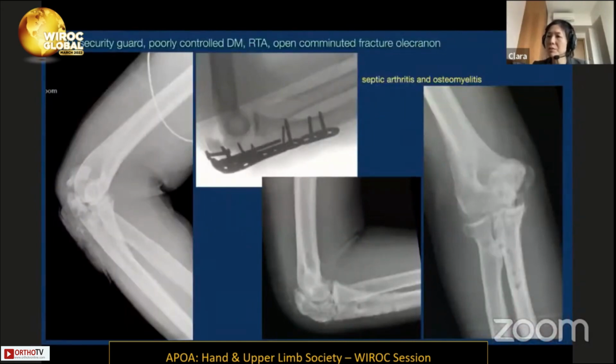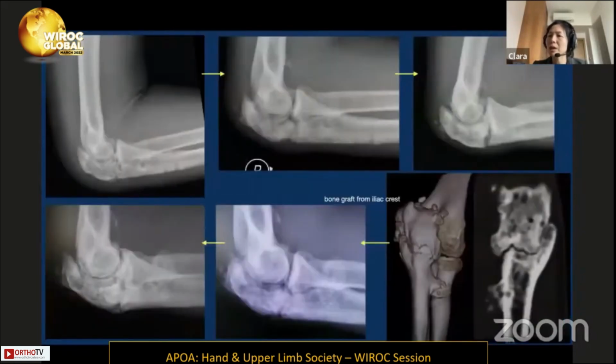This is a 40-year-old man with poorly controlled diabetes, road traffic accident, and open comminuted fracture of the olecranon. The fracture was not well fixed, the alignment was not satisfactory, and was later complicated with osteomyelitis, septic arthritis and wound infection, and he needed a long period of antibiotics. This is the X-ray 3 years later, showing non-union of the proximal ulna.